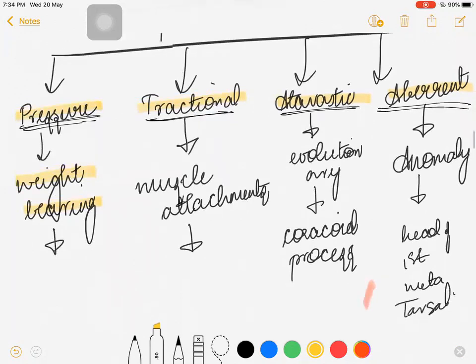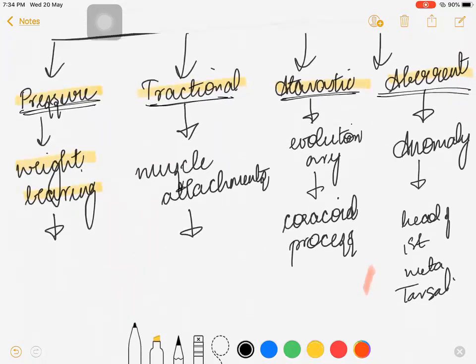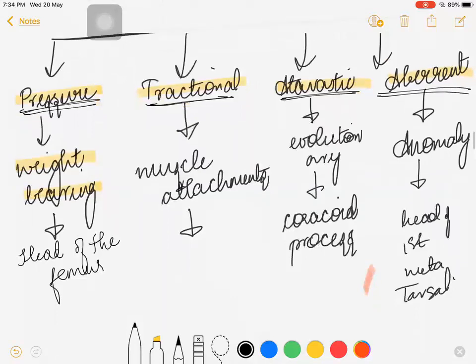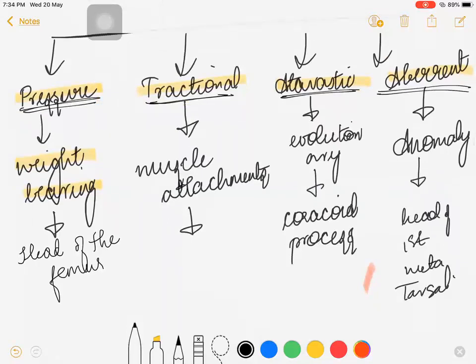So can you try to give me an example for this? Any weight bearing epiphysis that you can think of? Femur. Yeah, the head of the femur. Okay, so that's one classic example of this. Then in case of tractional epiphysis, that would be anything which has a lot of muscle attachments. So tractional basically means that it's subjected to a lot of stress. One classic example of this would be the trochanters.